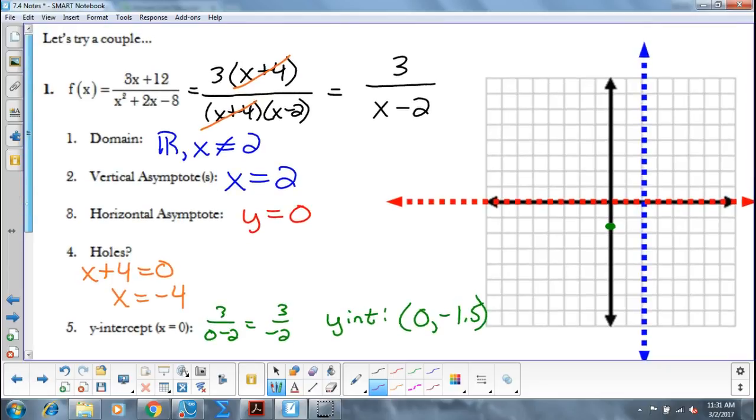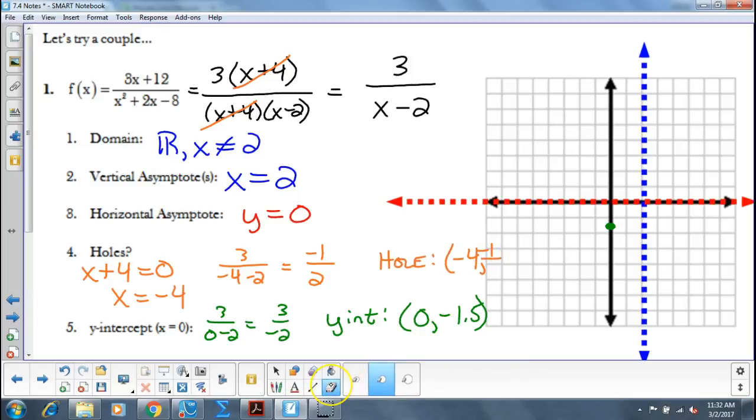So now we just got to go back and find our hole. We know that there's going to be a hole at x equals -4. We just figure out where the function is at -4. So I plug -4 into my new function. I get -4 minus 2, which is -6. 3 divided by -6 is -1/2. So the hole is at (-4, -1/2).